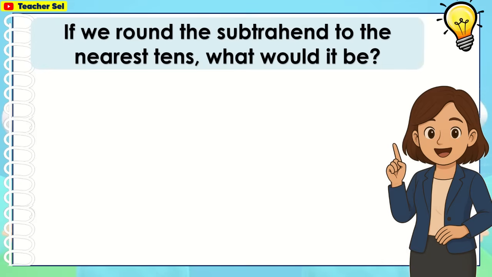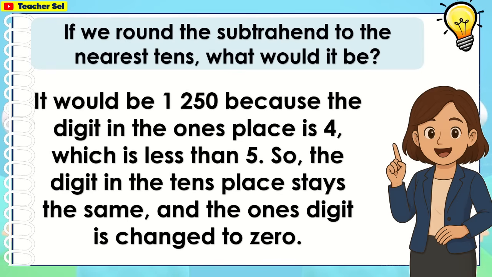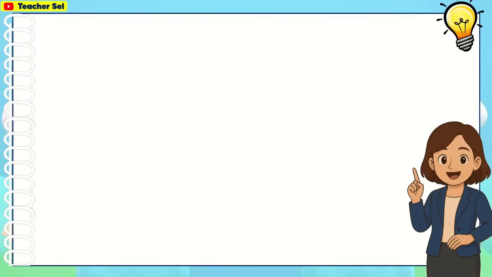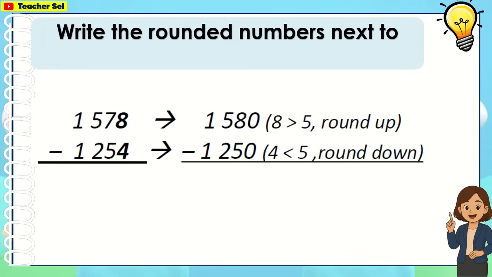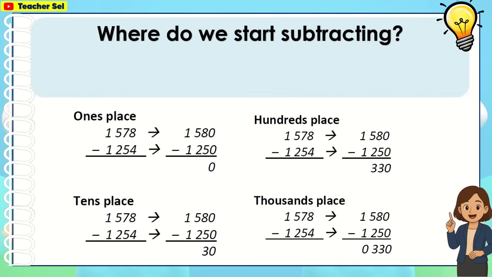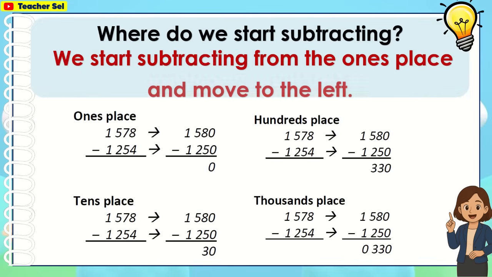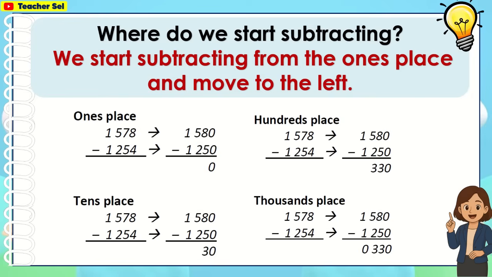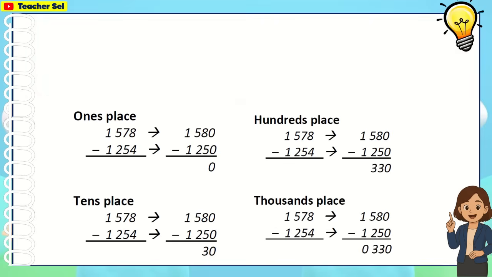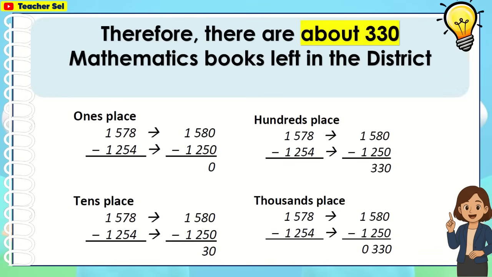If you round the subtrahend to the nearest tens, what would it be? It would be 1,250 because the digit in the ones place is 4, which is less than 5. So the digit in the tens place stays the same, and the ones digit is changed to 0. Write the rounded numbers next to each number. Where do we start subtracting? We start subtracting from the ones place and move to the left. Therefore, there are about 330 mathematics books left in the district office.